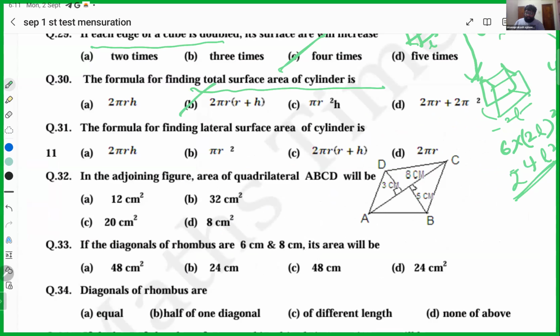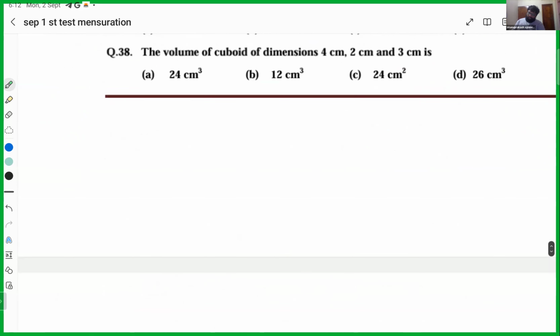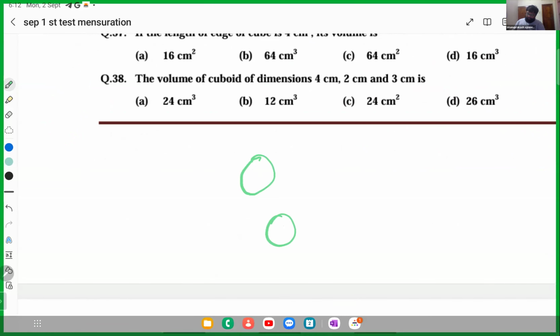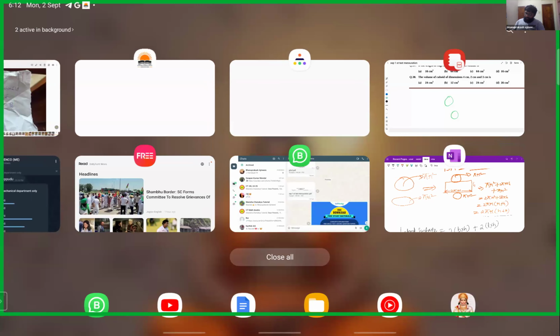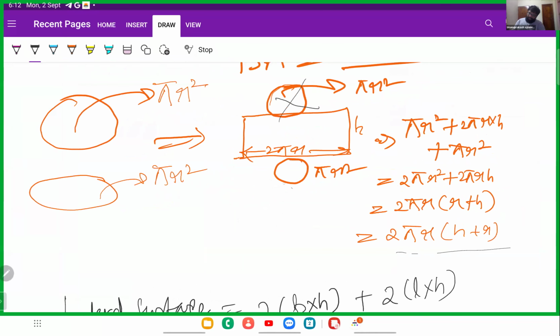The formula for finding lateral surface, for this also I will give you a mark. Again, what is the formula of lateral surface area of a cylinder? Lateral surface area means, as I told you, to eliminate top and bottom. So here if you see, I am eliminating top and bottom. So pi r square is eliminated, pi r square is eliminated. These are only top and bottom. If you consider a cylinder, top and bottom are 2 circles, right?